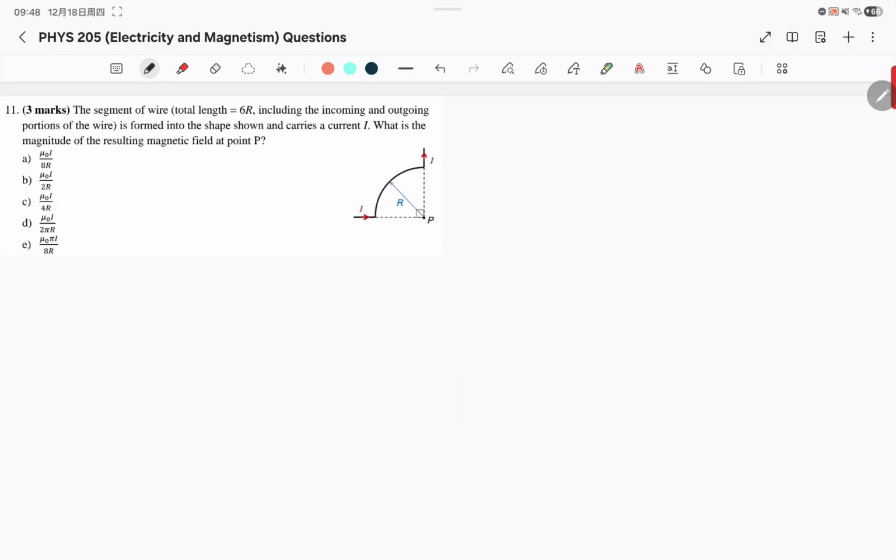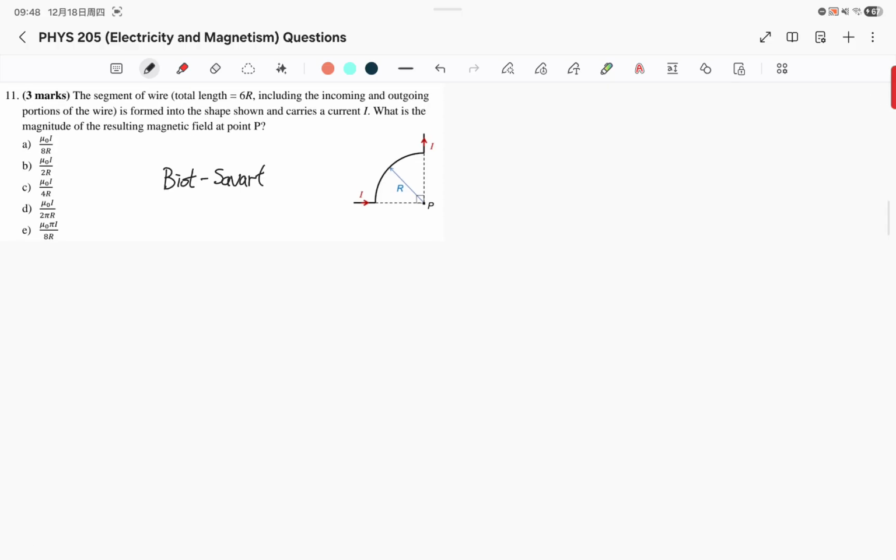Okay, question 11 says that the second segment of wire, total length equal to 6R, including the incoming and outgoing portions of the wire, is formed into the shape shown and carries a current I. What is the magnitude of the resulting magnetic field at point P? So this is a Biot-Savart question where you have a nasty integral to do.